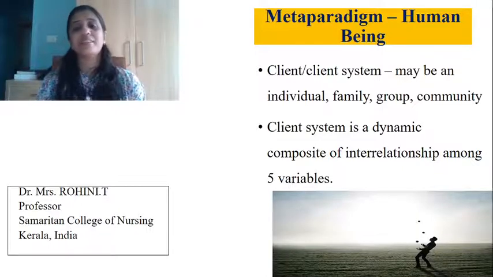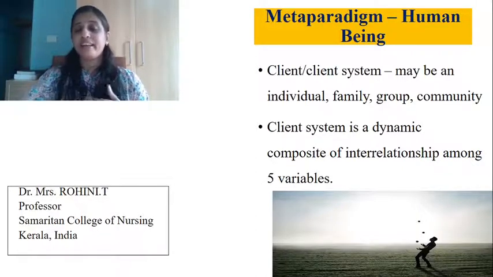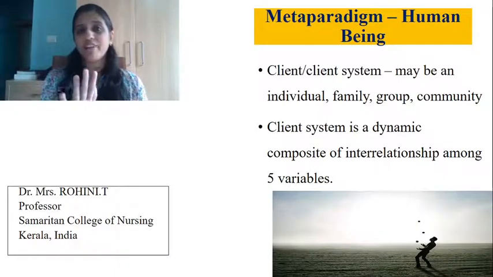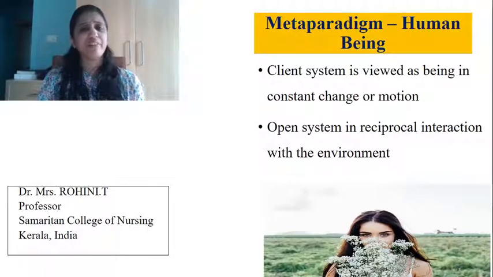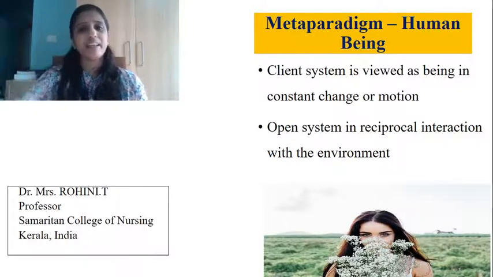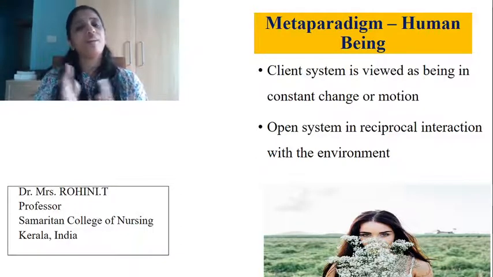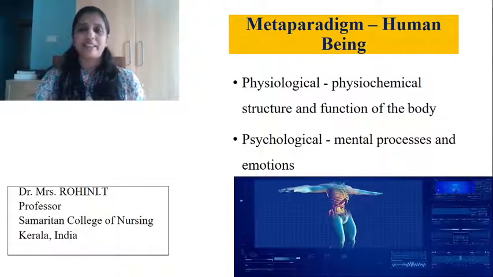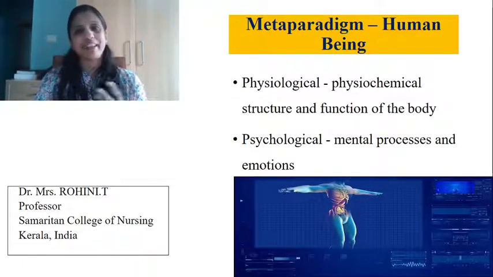According to Neuman, the client system is dynamic. Just now we said that it is exchanging energy with the environment. This client has 5 variables. We know what the 5 variables are: physiological, psychological, and so on. According to Neuman, the client system is always in constant change because of environmental influence and energy exchange. It is always dynamic, an open system, always interacting with the environment. You can write down the 5 variables when they ask about the metaparadigm. Physiological is related to the physiochemical structure and function of the body.